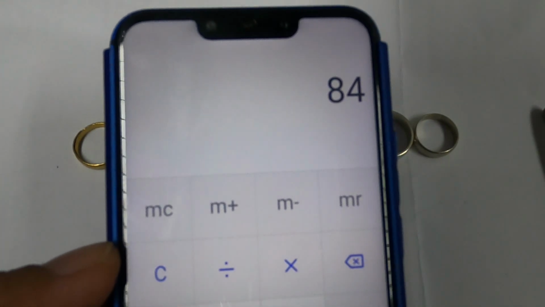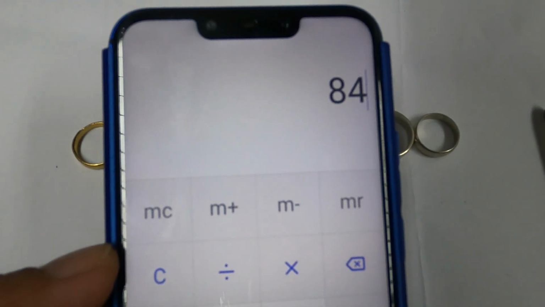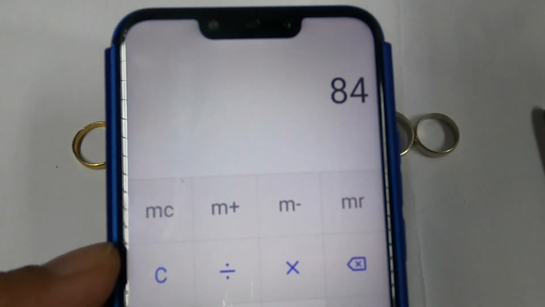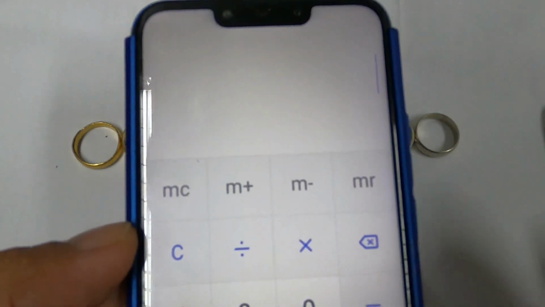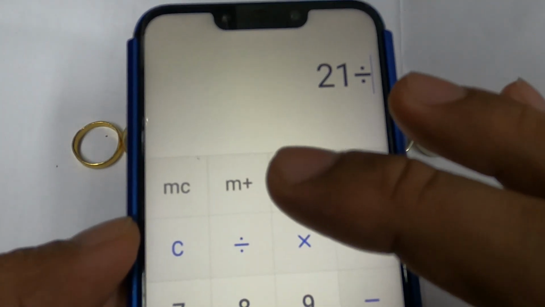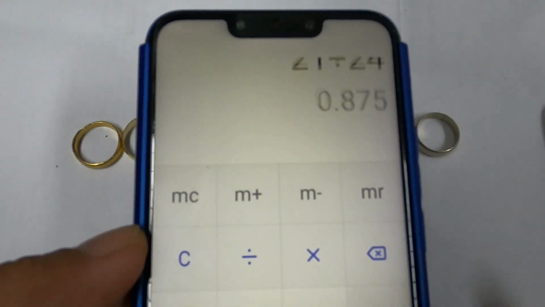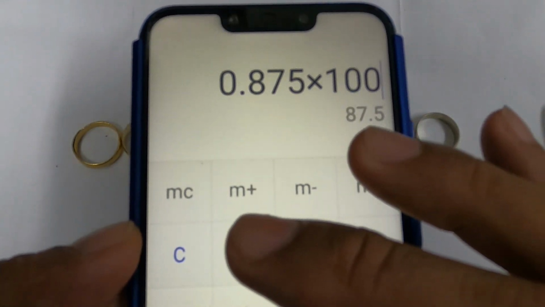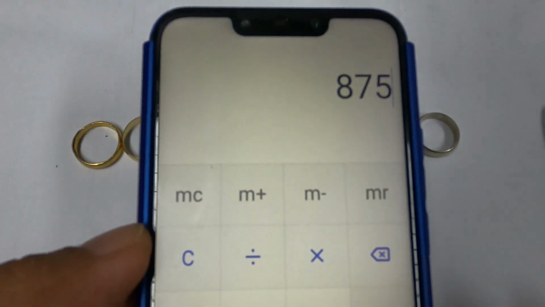So meaning in 22 karat gold there is 8.4% other metals like copper, nickel, or whatever metal to make it 22 karat gold. How about 21 karat gold? 21 divided by 24 equals 0.875 times 1000 equals 875.